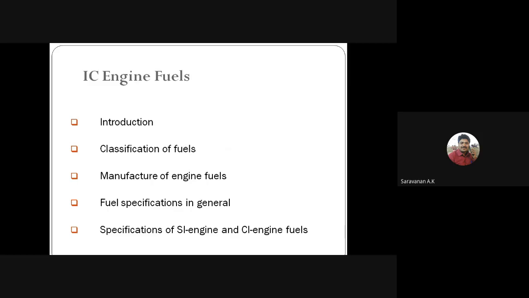Right. So in the IC engines, what are the fuels? What are the IC engine fuels? How can they be classified, how can we manufacture the fuels, and what are the properties or specifications in general, particularly for the CI engines, the compression ignition engines, right? These topics we can see in this class, right?